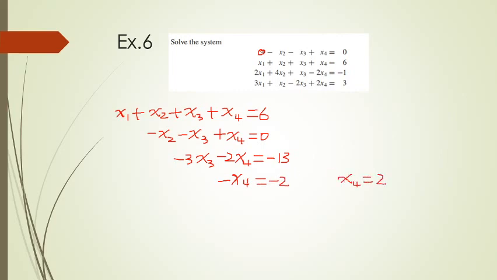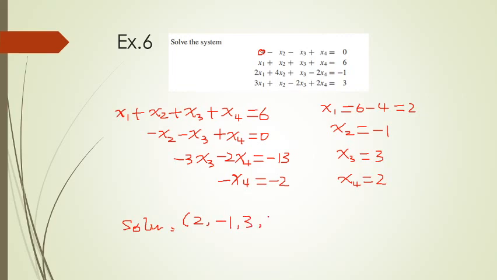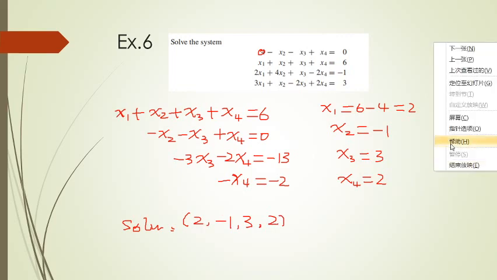So we solve: x4 is 2, x3 is 3, right? And then x2 is minus 1, right? So my x1 will be 6 minus the sum of all those, right? The sum of all those is 4, which is 2. So the solution for this 3 by 3 system will be, by order, 2, minus 1, 3, 2, right? Now, if we go back, okay?